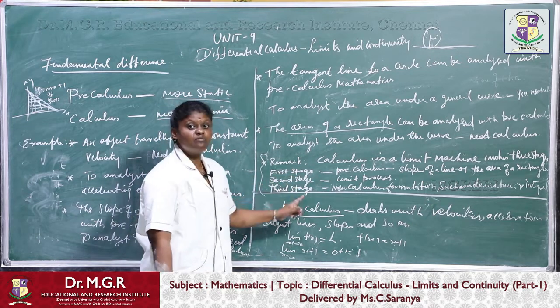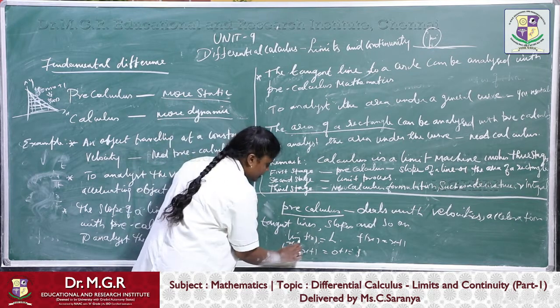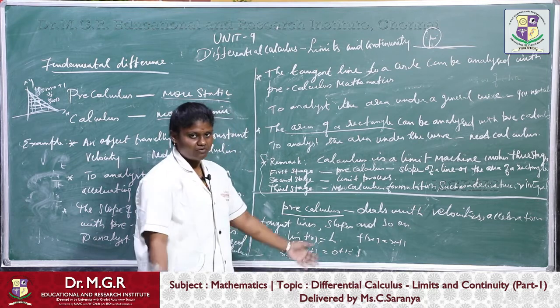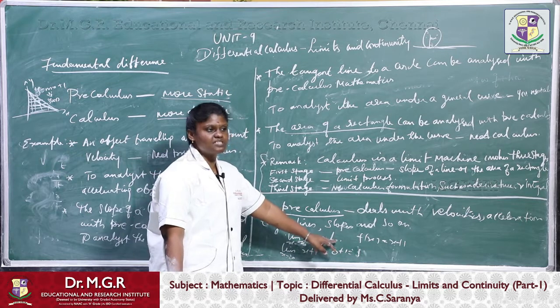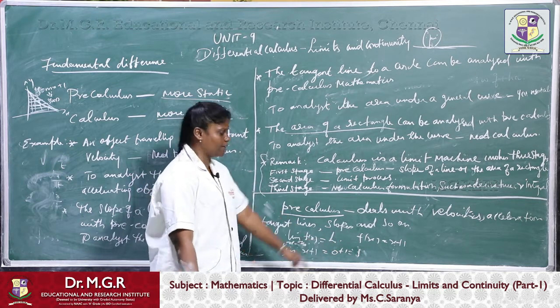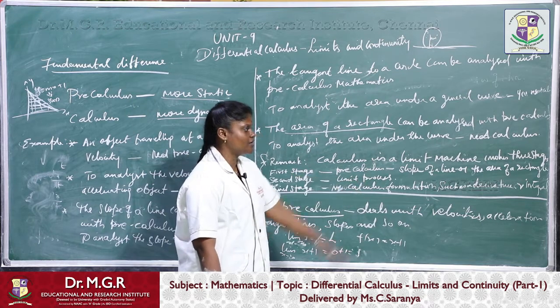The second stage is the limit process we have to apply: limit as x tends to x naught of f of x is equal to L, meaning you get some value. Then the third stage is new calculation formulation, such as derivatives or integrals.